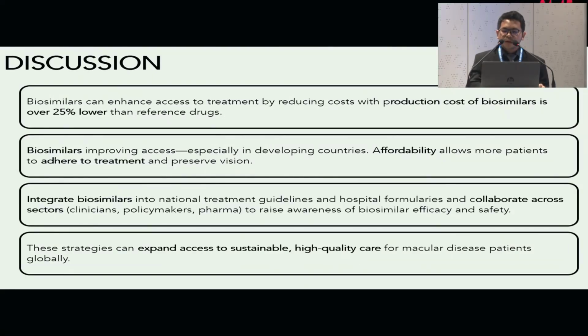Furthermore, the use of biosimilars could play a critical role, especially in limited resource settings, especially in my country, Indonesia, because biosimilars have a low cost, over 25% lower than the original drugs. To fully leverage the benefits, it is essential to integrate them into guidelines so they can be implemented in clinical practice safely.